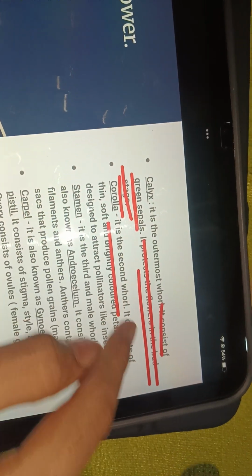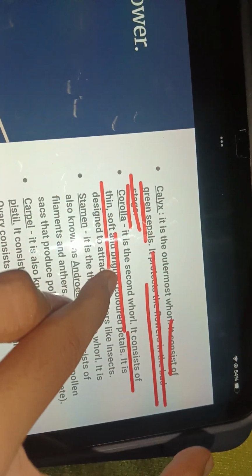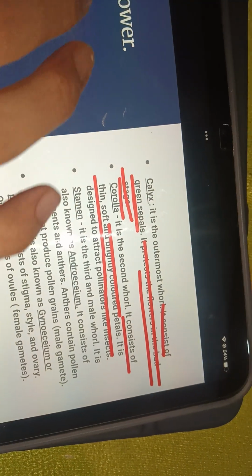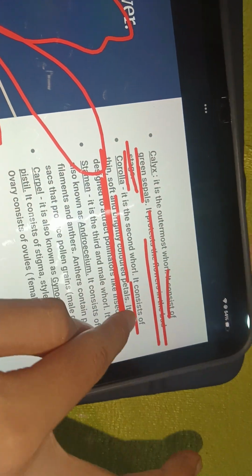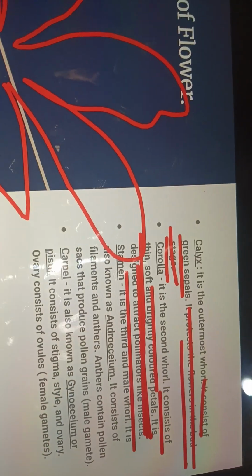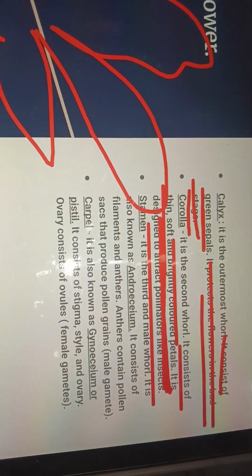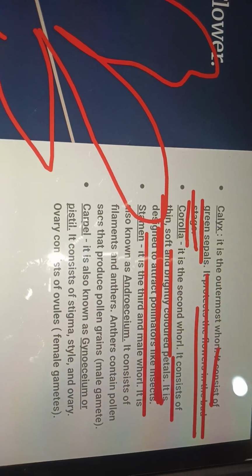The second whorl consists of thin, soft, and brightly colored petals. Now there are petals. You see, it is the second whorl, consisting of thin, soft, and brightly colored petals. It is designed to attract pollinators like insects. I will show you how it attracts.